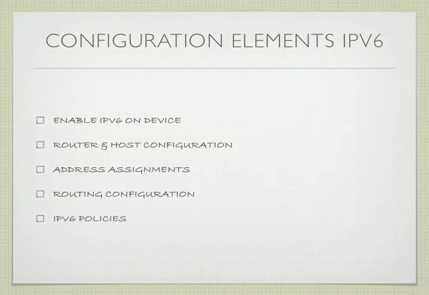So these are the fundamental elements in using IPv6, and you'll notice that the last three are identical to what you need for IPv4. I mean, you have to assign addresses, you have to have routing for reachability, and then if you don't have policies, the traffic is denied. So the last three of these are exactly the same, just using the different address space. The first two are the only ones that are unique to IPv6.